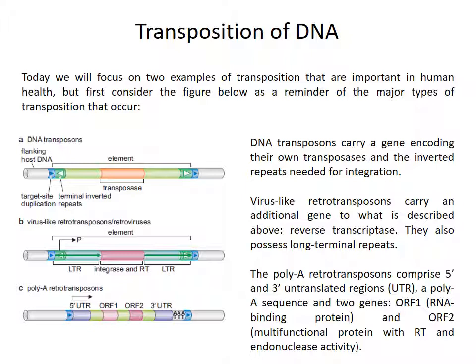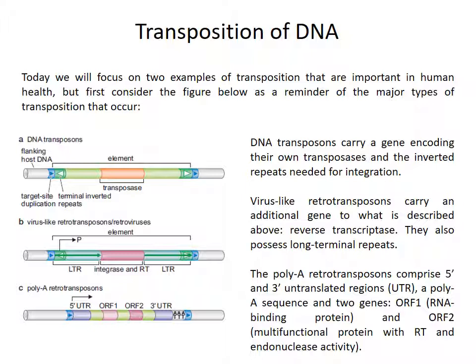I want to focus today on a couple of examples that are important to humans. But initially, I want to remind you about the different broad types of transposition events that can occur in our genomes. These are loosely grouped into the following types. We have DNA transposition events. We can have virus-like or retrovirus transposition events. And we have these so-called poly-A retrotransposons, which are really interesting and which we're going to focus on in more detail in a moment's time.